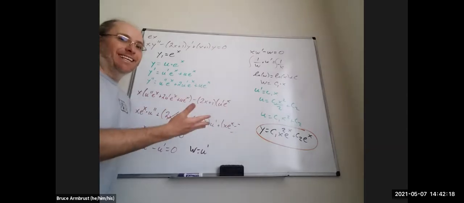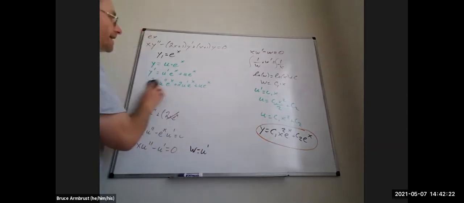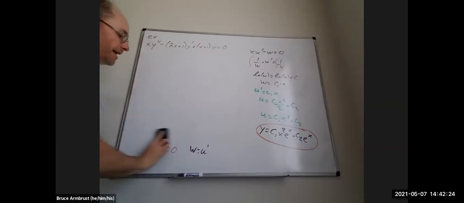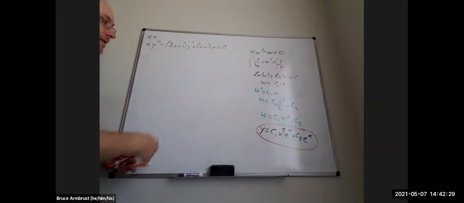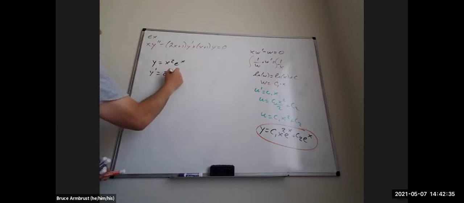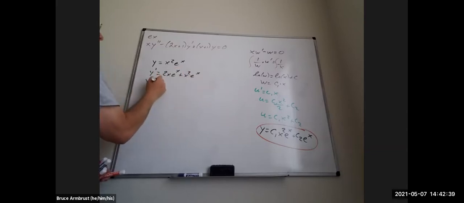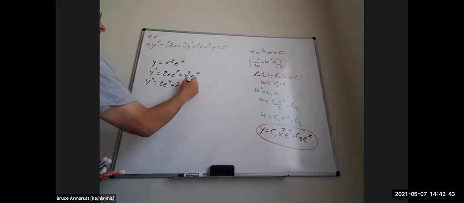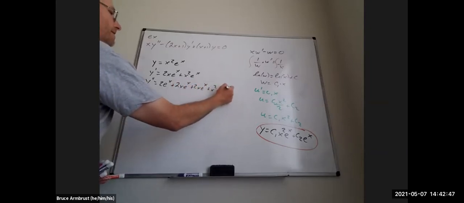Right? I even hinted at it. I could literally go, all right, did I do this right? Did I find another one that works? Well, let me try x squared e to the x. So if y equals x squared e to the x, y prime is going to be 2x e to the x plus x squared e to the x. Y double prime is 2e to the x plus 2x e to the x plus another 2x e to the x plus x squared e to the x.